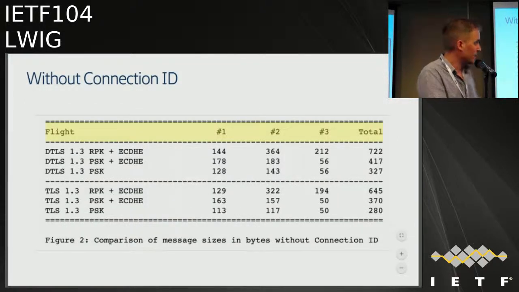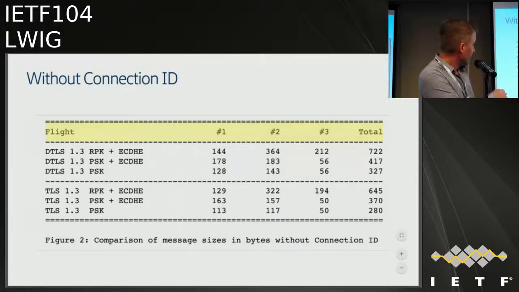Two main tables in this comparison. Here's the first. This is DTLS 1.3 and TLS 1.3, without connection ID, so only the mandatory extensions, the minimal amount to do this. The extensions depend on whether you do PSK or RPK, and we have compared RPK and PSK. You could compare certificates also, but then the sizes depend very heavily on the certificates. So we have not done that, at least not yet.